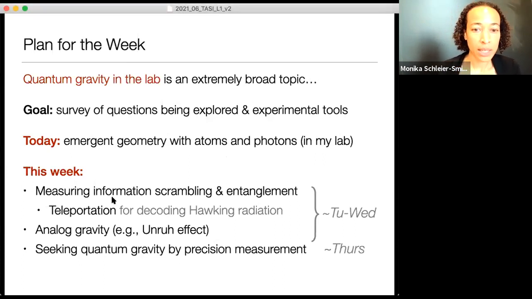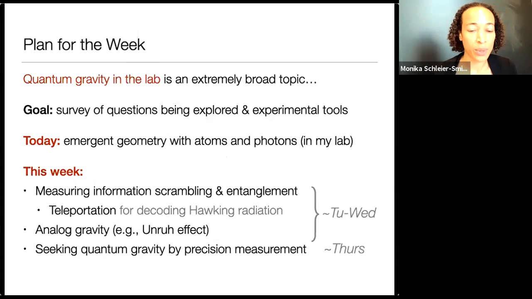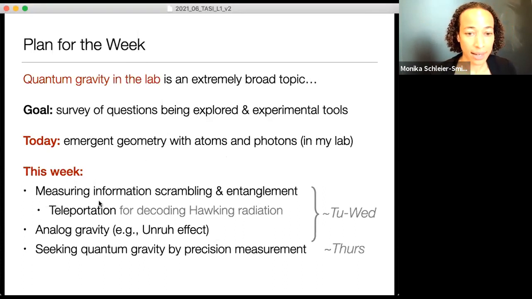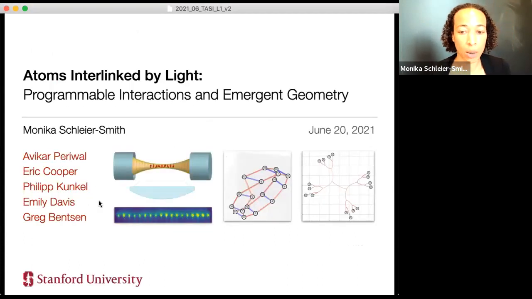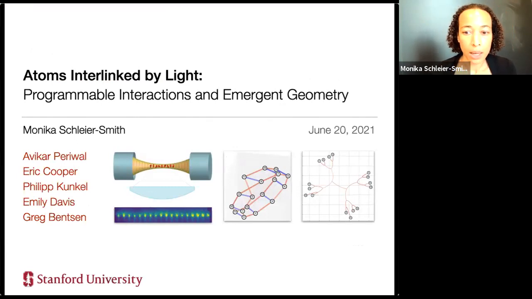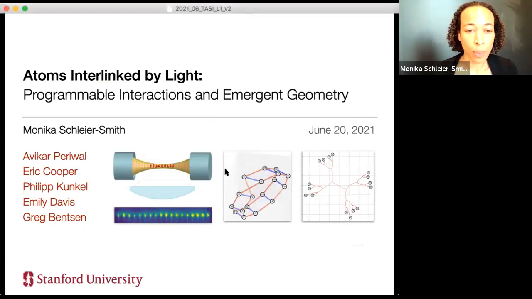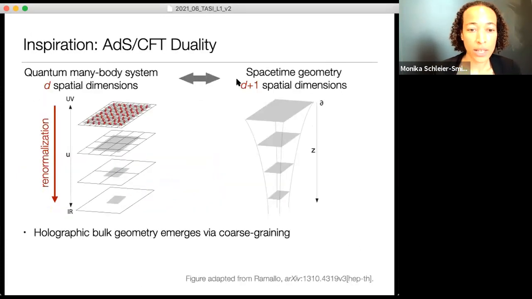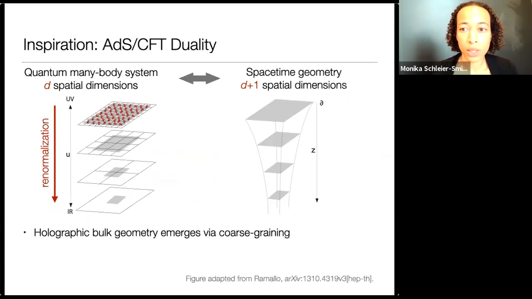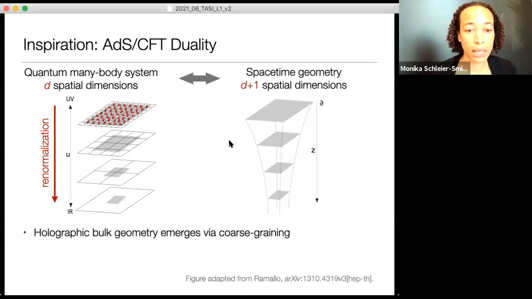So let me spend the rest of the day today with a story about recent experiments in my own group, where I mentioned our toolbox is cold atoms. And we're motivated by this question of, are there situations or ways one could experimentally probe this idea of a duality between a d-dimensional quantum system and some emergent geometry in one additional spatial dimension.